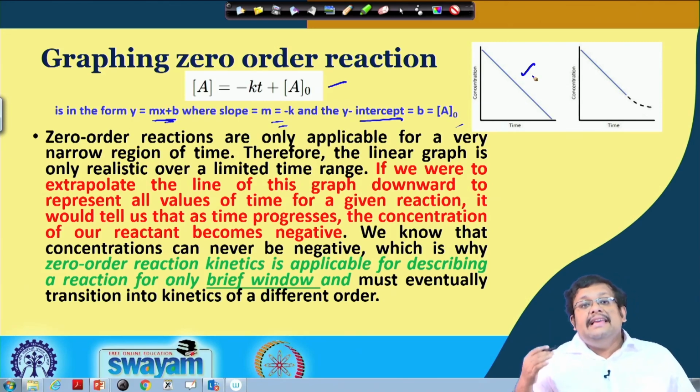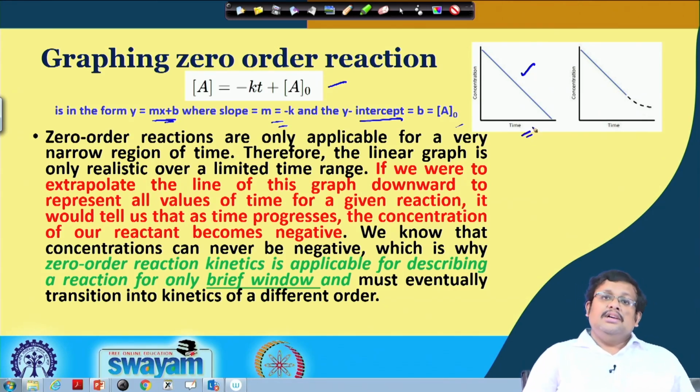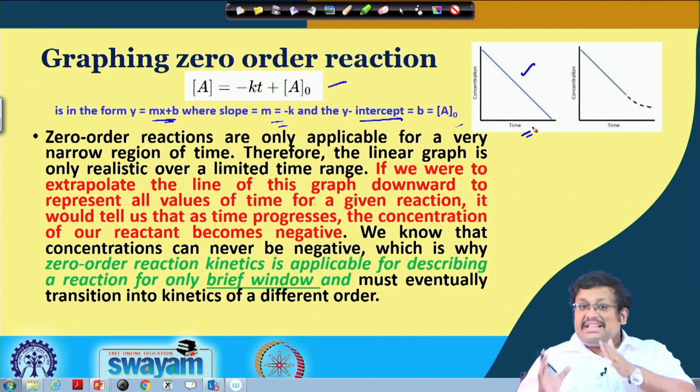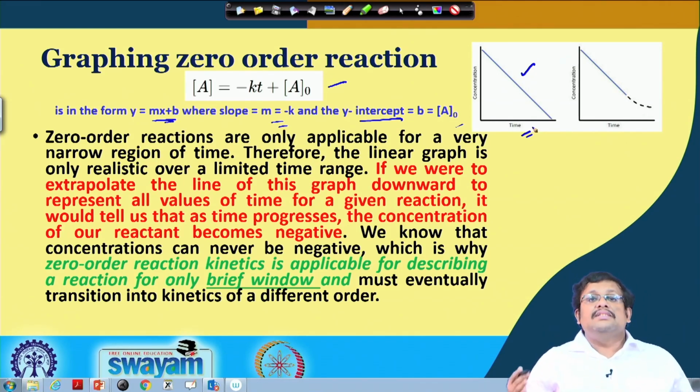So, the linear graph is only realistic over a limited time range. Here you can see time is on the x axis. This straight line will be valid only for a limited time range. If we were to extrapolate this line downward to represent all values of time for a given reaction, it would tell us that as time progresses, the concentration of our reactant becomes negative.